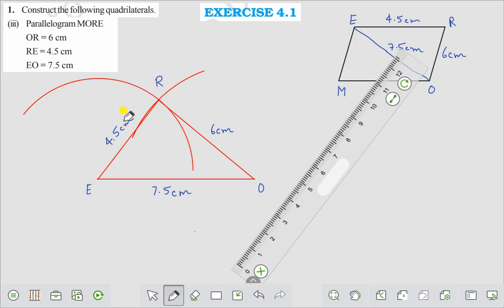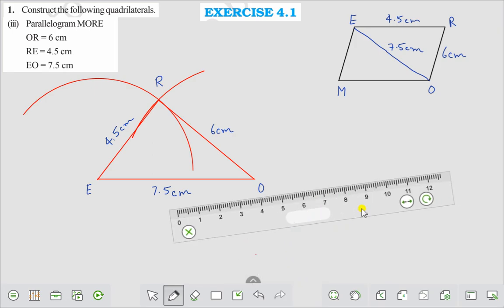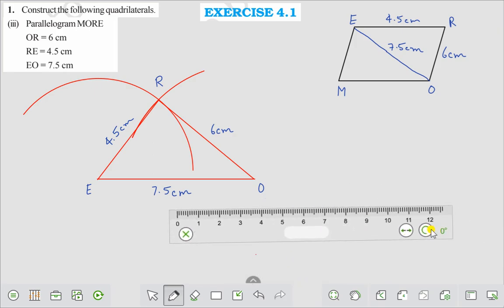Again, we know that in a parallelogram the opposite sides are equal. Therefore, we will take 4.5 centimeter again. Let us take the ruler and take 4.5 centimeter on the opposite side, because in a parallelogram opposite sides are equal and parallel.